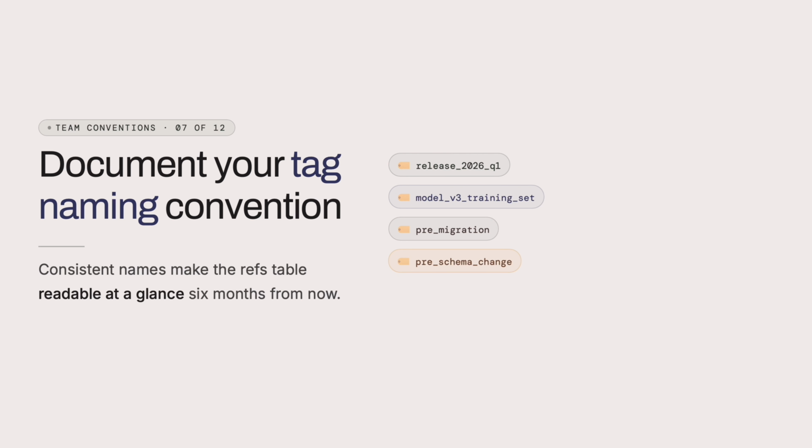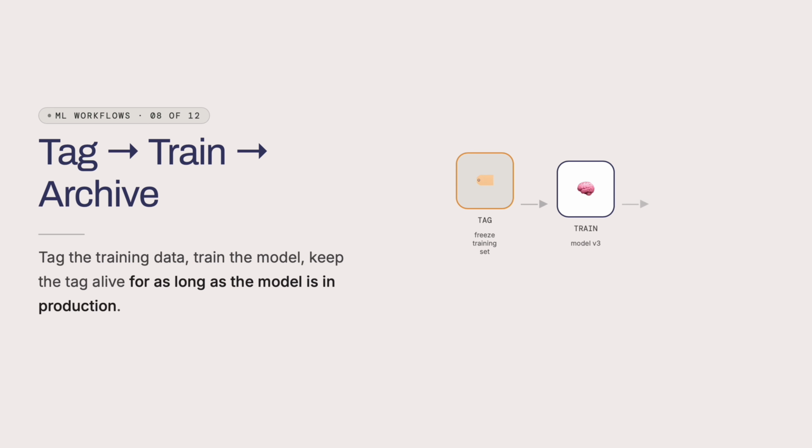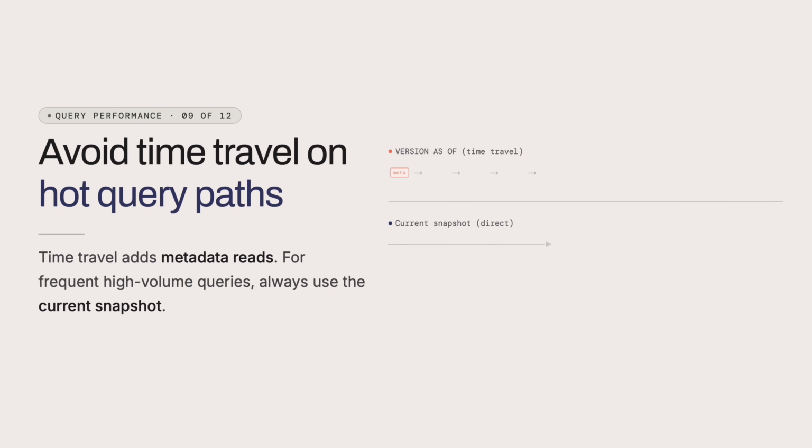Sixth, document your tag naming convention, something like model v3 training or pre-migration. Consistent names make the refs table readable at a glance 6 months from now. 7th, tag, train, archive for ML. Tag the training data, train the model, keep the tag alive for as long as the model is in production. 8th, do not use time travel for hot query paths. Time travel adds metadata reads. For frequent high volume analytical queries, always use the current snapshot.